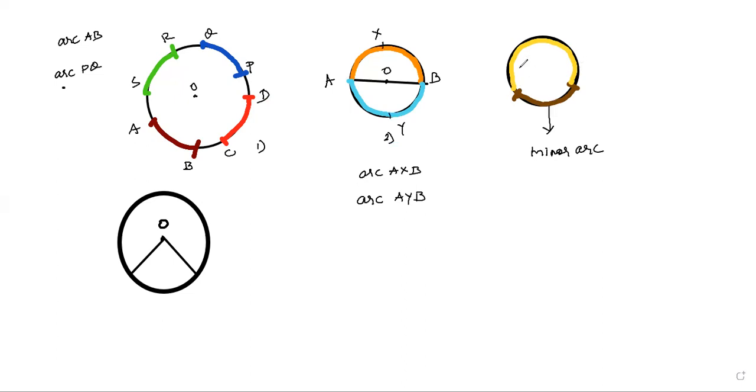Look at this yellow arc, children. It is bigger than a semicircular arc. The yellow arc is bigger than a semicircular arc. It is called a major arc. Cool? Please have a look. It is called a major arc.